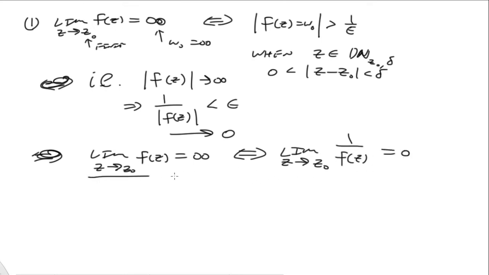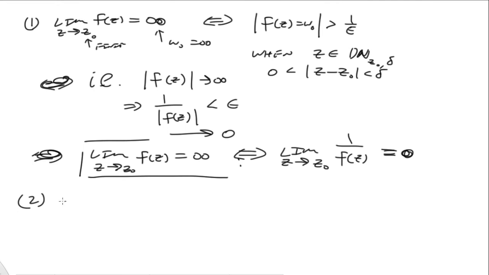So if I want to assess, for a given function that I'm given, if it diverges to infinity, I can actually check the following. I can take the limit of z going to z naught of 1 over f and check if it goes to 0. And that is a perfectly fine way of studying these limits.